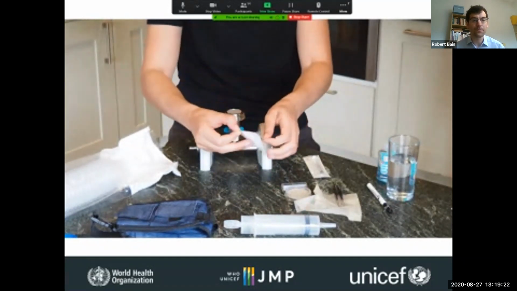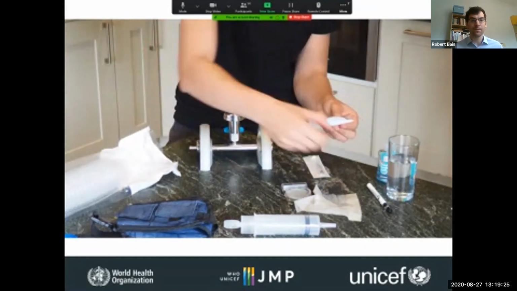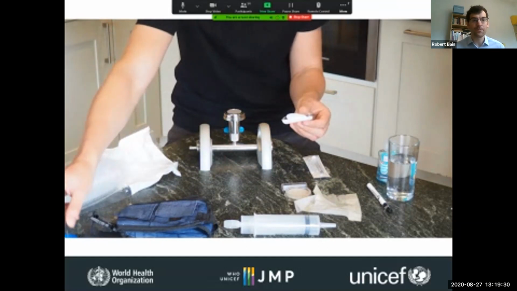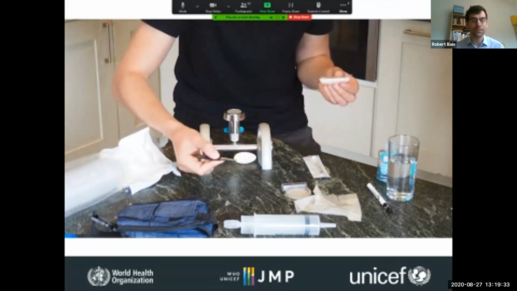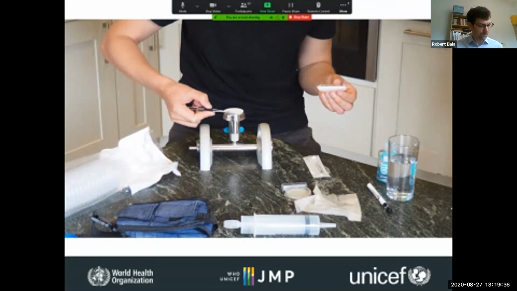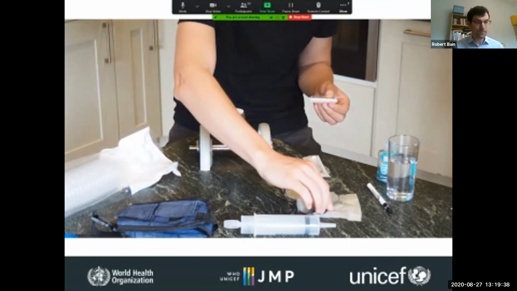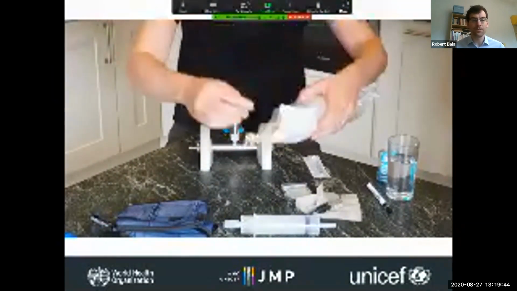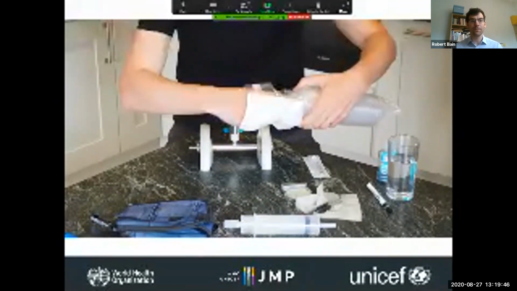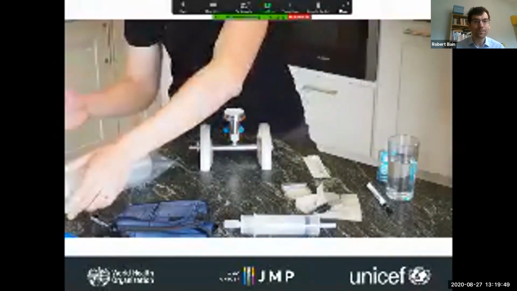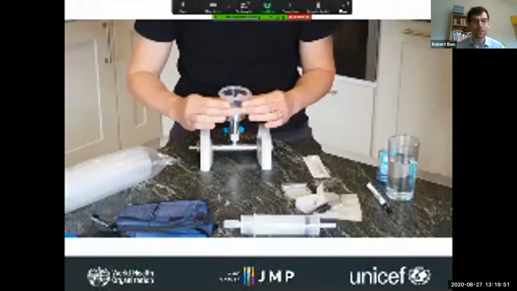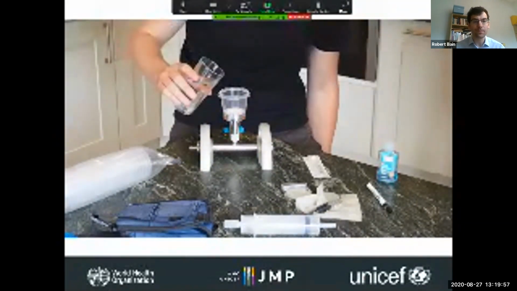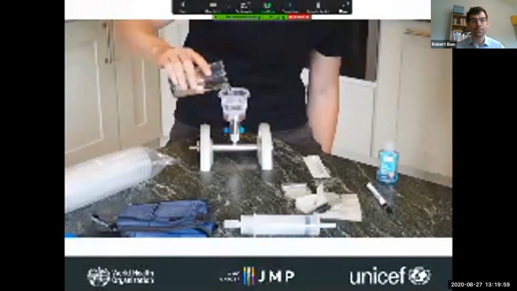Next, one of the membranes needs to go on top of the filtration unit. So I'm just going to discard this blue bit of paper and put the membrane filter on top of the filtration unit. Next, being very careful not to touch the inside of the funnel, you can get one of those and place it on top of the membrane. Now we're ready to pour the glass of water, up to 100 millilitres, into the funnel.